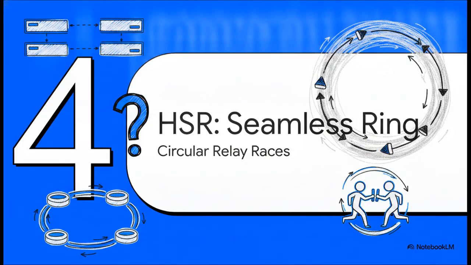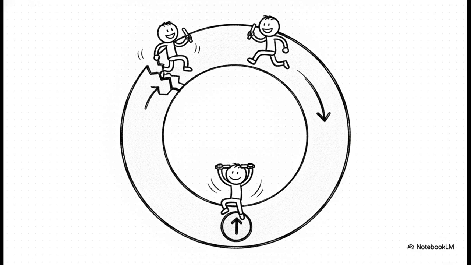Section 4. HSR, the seamless ring. But what if you don't have the physical space or the budget to build two entirely separate networks? Well, that brilliantly illustrates the need for HSR. If PRP is two couriers, HSR is like sending a message both clockwise and counterclockwise around a circular relay race. If a runner trips and there's a break on the track, it doesn't matter. The runner heading in the opposite direction still arrives safely.